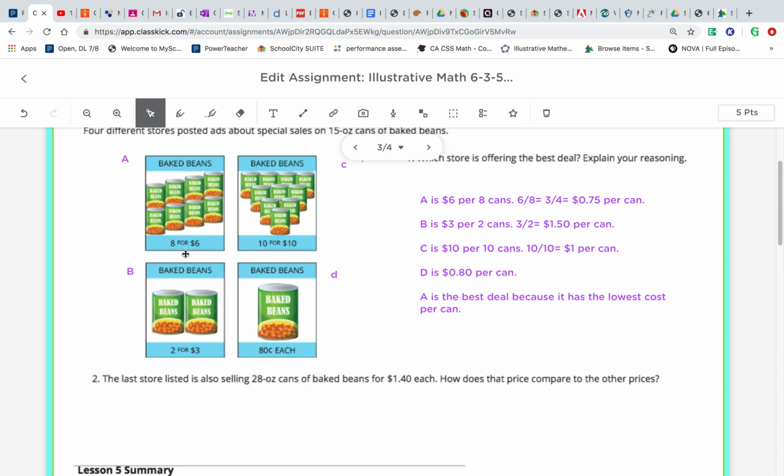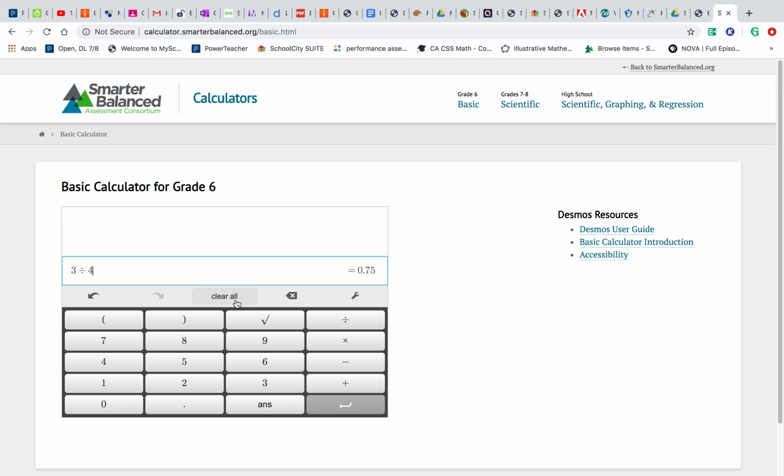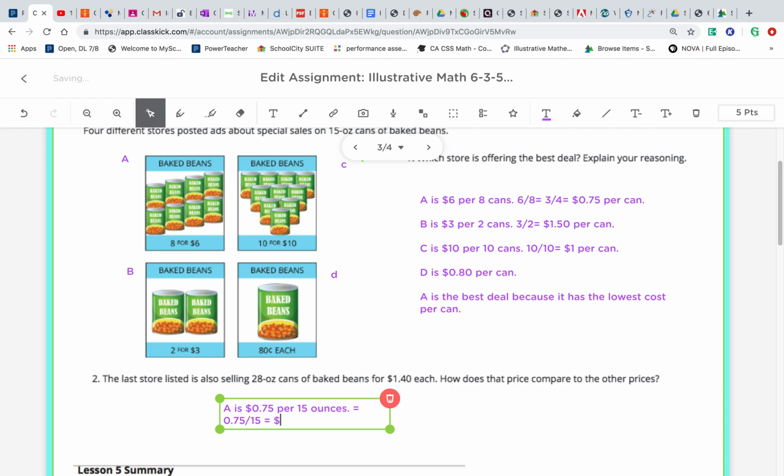For can A, it's 75 cents per 15 ounces. So we're going to take 0.75 and divide it by 15. By now, hopefully you are comfortable. You know that 15 is going to go into 75 5 times, but this is going to change a little bit in your division. We can go over how to divide in class if you're not comfortable doing this. But if we look at a calculator, 0.75 divided by 15 is 0.05. That means 5 cents per ounce.